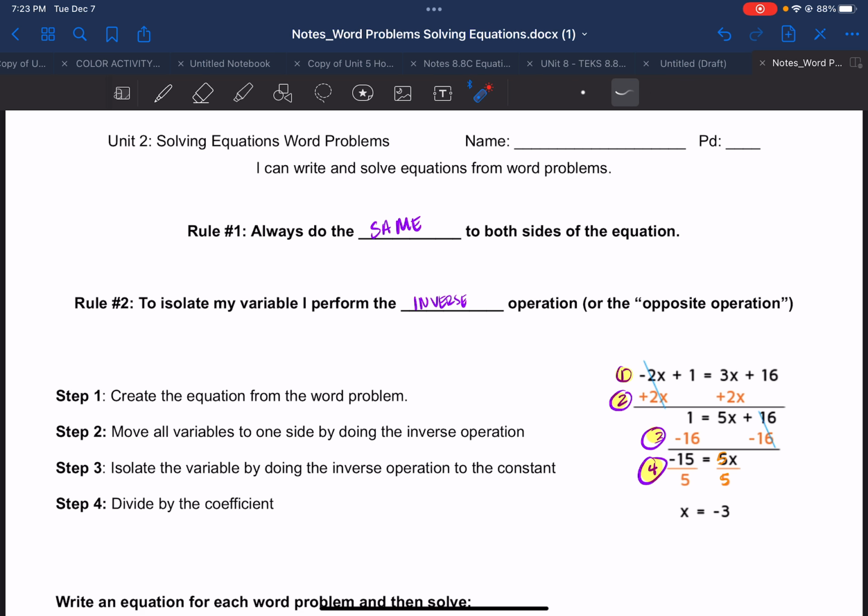Alright, so what are we doing today? I can write and solve equations from word problems. So we're doing that today. That's our objective. Alright, rule number one: always do the same to both sides of the operation. We'll get into that in a minute. Rule number two: isolate my variable using inverse operation, also known as the opposite operation.